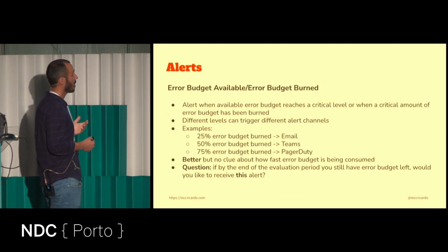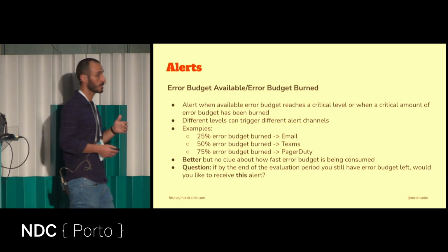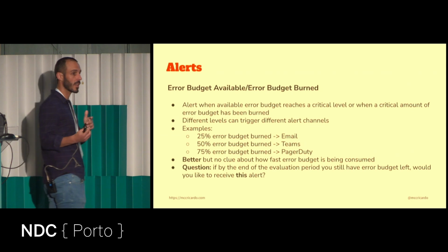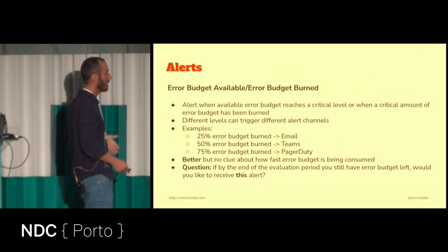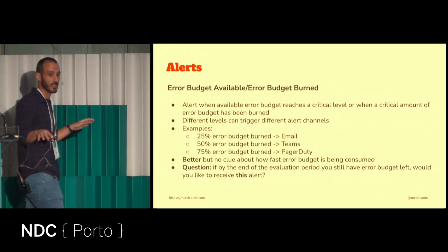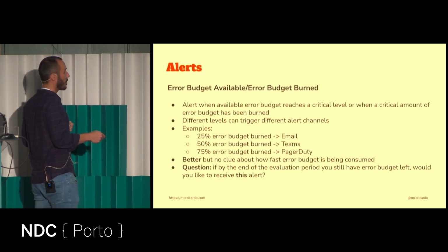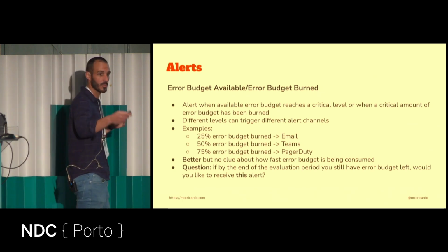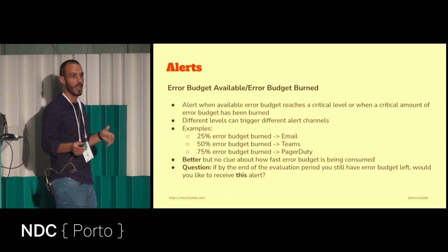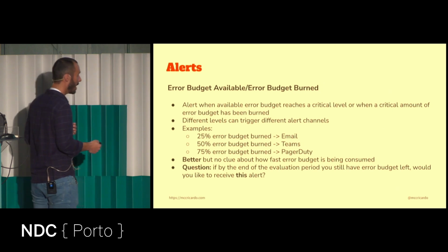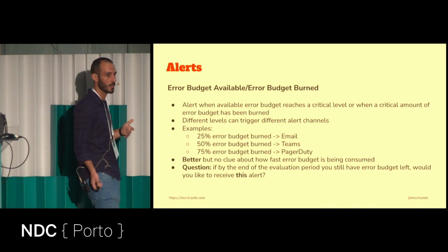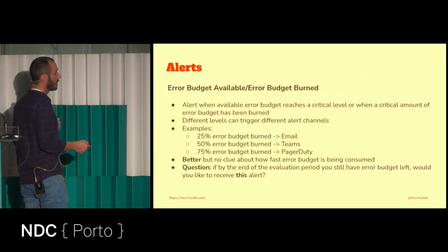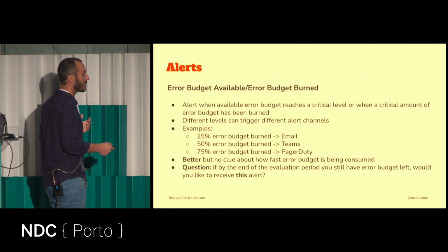We can build alerts on error budget available or error budget burn. Basically, the idea is that instead of looking at the target of my reliability, I look at the amount of unreliability that I have left. And I can build different alert channels for this. If 25% of my available error budget is burned, I can send an email. If 50% is gone, I can send a message in Teams or Slack or wherever your platform is, saying something is wrong here, I only have half of my error budget available. And if 75% of the error budget is burned, I can send a message to PagerDuty or Opsgenie or wherever it is.